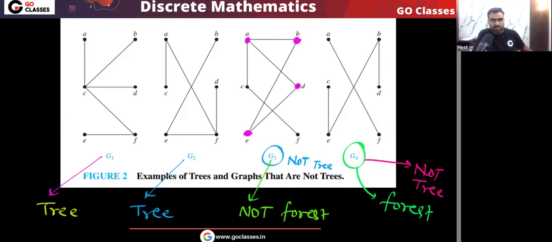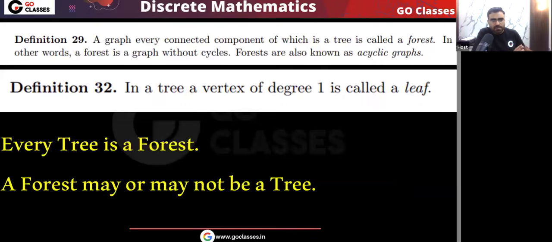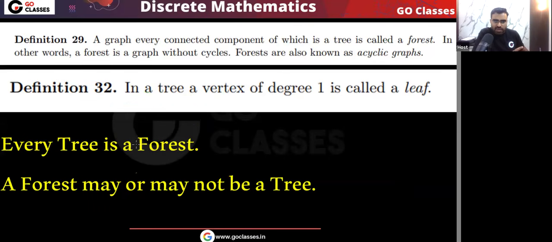So very easily you can see. This is a meme. You can see a tree with a cycle. Of course, remember, a tree does not have a cycle. Okay, a tree is an acyclic connected graph. So we have seen that every tree is a forest. Okay, forest means acyclic graph. Every tree is a forest, but a forest may or may not be a tree. Okay, because remember, a forest may be disconnected. So a forest may or may not be a tree, but every tree is a forest.